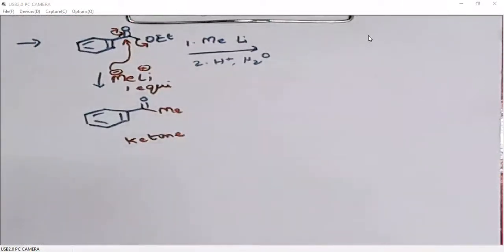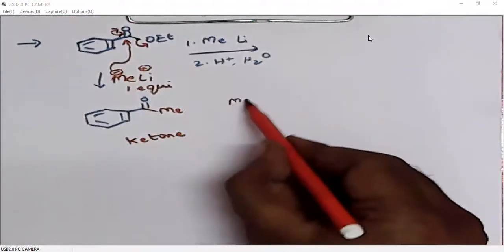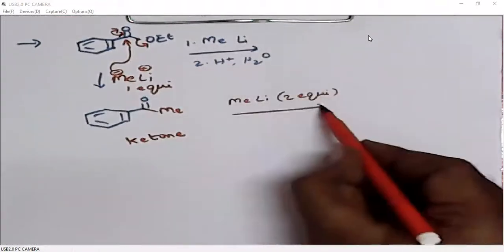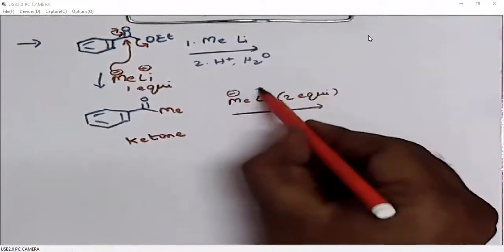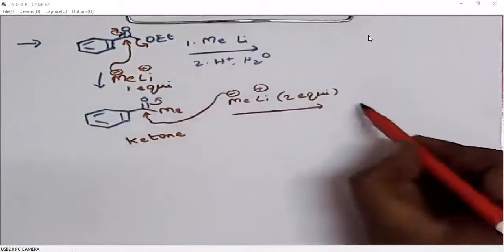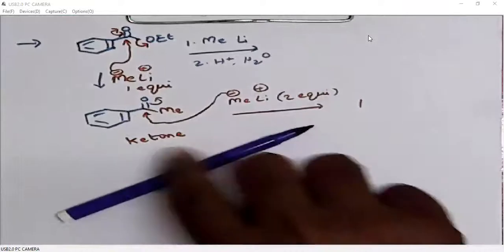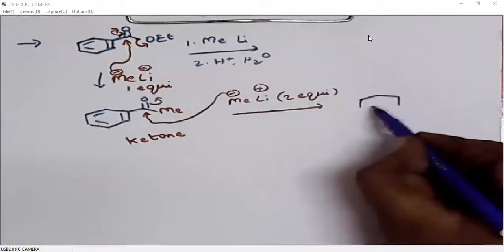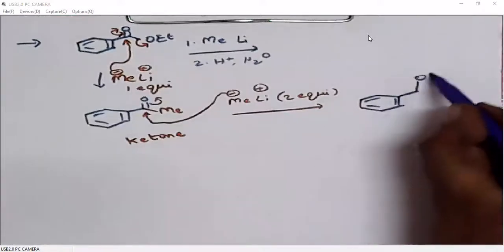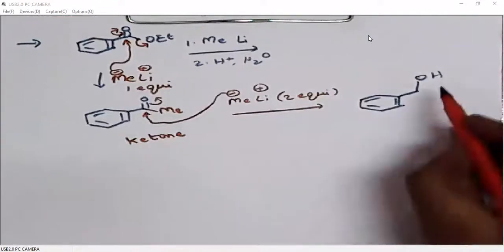Of course, we know ketones will also be involved in nucleophilic additions with methyl lithium. So the second equivalent of methyl lithium now adds to the carbonyl carbon again. So it generates a tertiary alcohol.